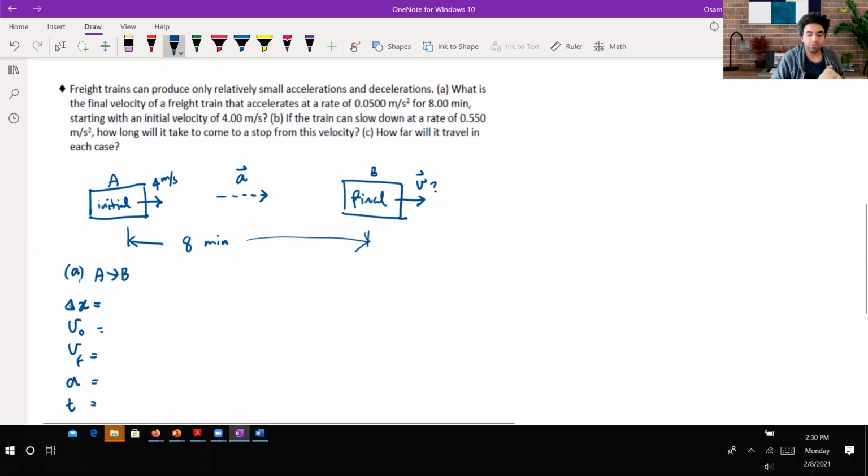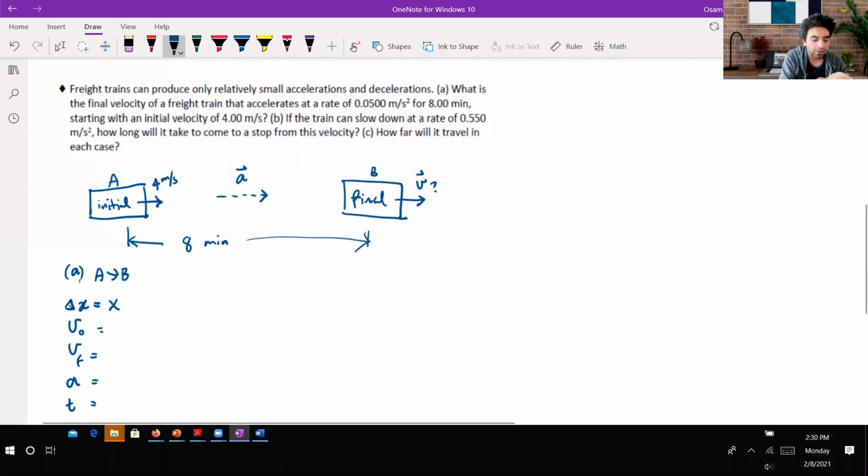So for the displacement, in this particular case, I don't know what it is. I'm not given what the displacement is. And frankly, it doesn't look like I care about it. I'm not being asked about it. There's nothing about it that I really care about. So I'm just going to cross it out, or maybe just leave it empty.